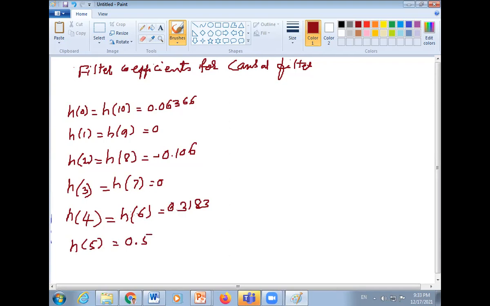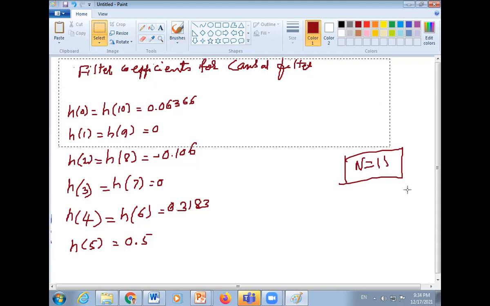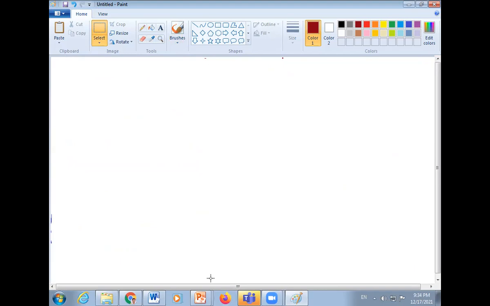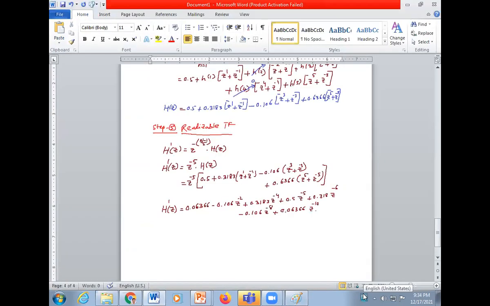So this is how we can calculate the causal filter coefficients. As we got the value of n equal to 11, here we have 11 samples, or the 11 filter coefficients. Next, let us calculate the frequency response, and finally we will plot the response of the given filter, or the desired filter.